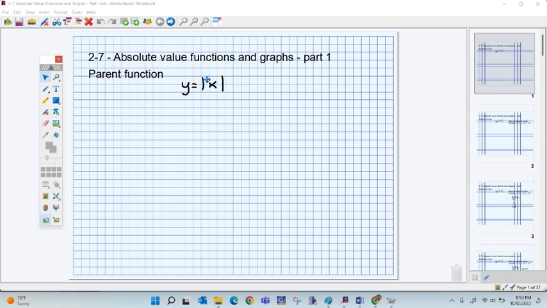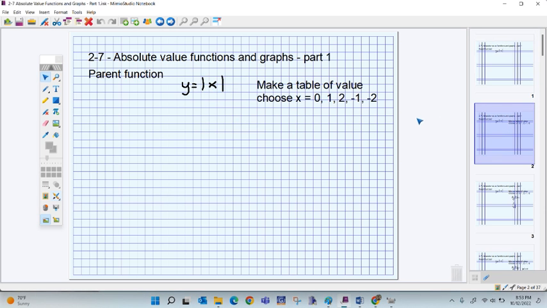So if you remember, the absolute value of x means that you're going to be taking whatever number it is and finding out how many units away from 0 it is. So when we look at this parent function, y equals the absolute value of x, I want to make a table of values to see what that's going to look like. I'm going to choose 0, 1, 2, -1, and -2 as some values that I want to plug in for x to find out what y goes with them.